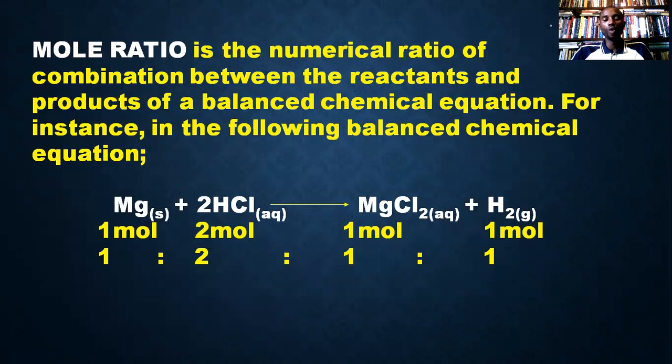Then that is the mole. The mole ratio now is 1:2:1:1. That is the mole ratio. So as long as you have the moles, you have already gotten the mole ratio. Just put it in between the reactants and the products.